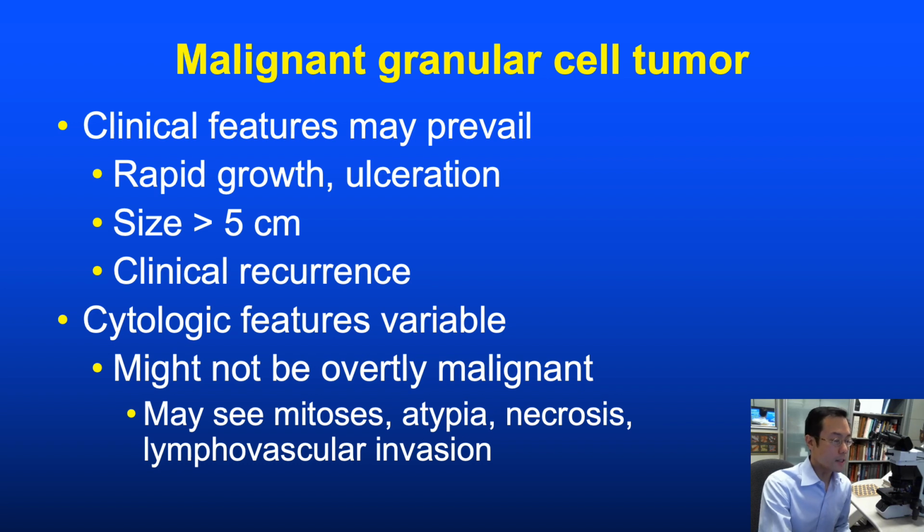Sometimes you will see overt features of malignancy, including necrosis and lymphovascular invasion, but at the other end of the spectrum, sometimes they don't look that bad microscopically. So clinical features are important to consider in determining the potential for a malignant granular cell tumor. Rapid growth, ulceration, large clinical size, or clinical recurrence are also features that should be considered.